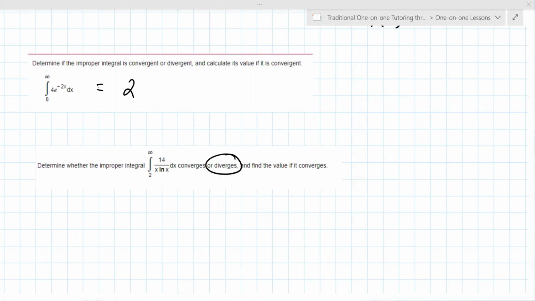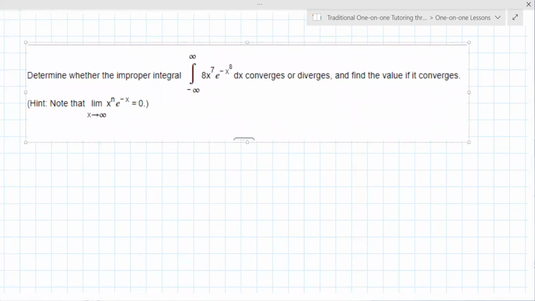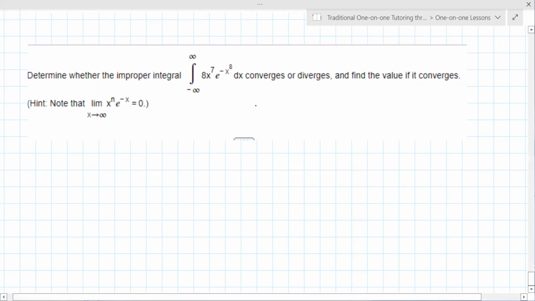All right, last one. So this would be an integration by parts, and then an improper integral. Let me just go to the calculator, see what this one does. Eight x to the 7th, e to the minus x to the 8th dx. So this one actually goes to 0. So it does converge, and it goes to 0.